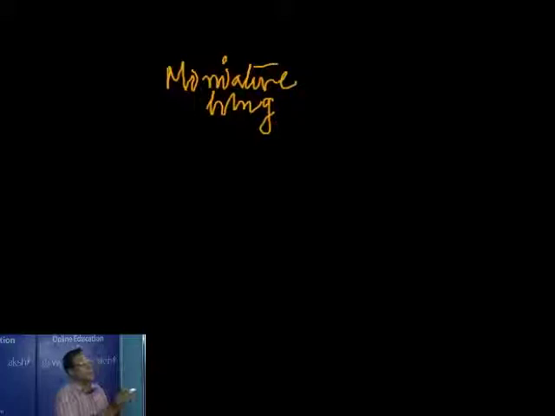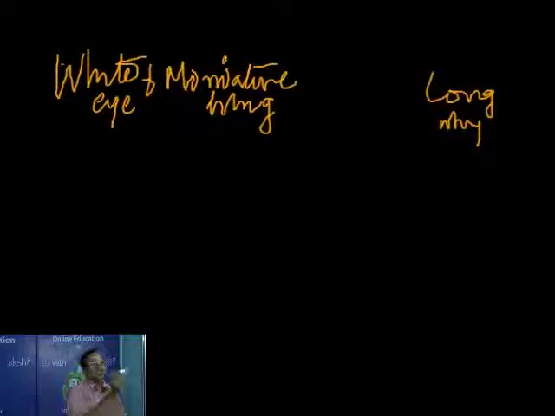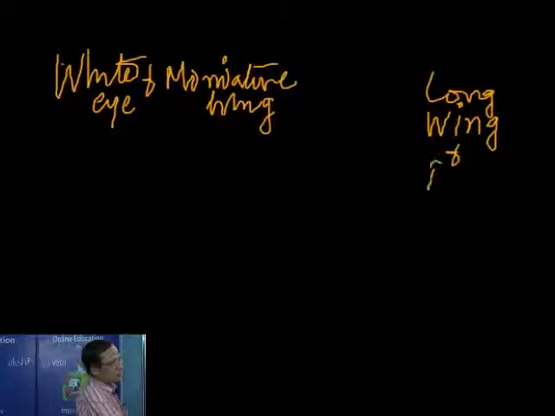miniature wing. Regarding the wing size in Drosophila, there are two types of wing. One is the very small wing, the miniature wing. Another one is the long wing. Again he crossed, that is, white eye and miniature wing with long wing and red eye. Again I am taking eye color, but now instead of just taking the body color, I am taking the wing size.